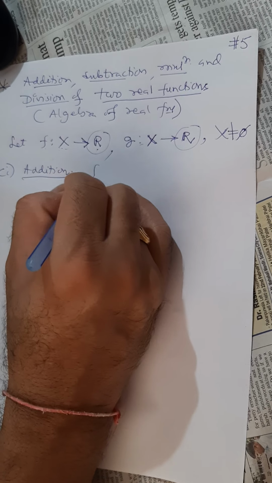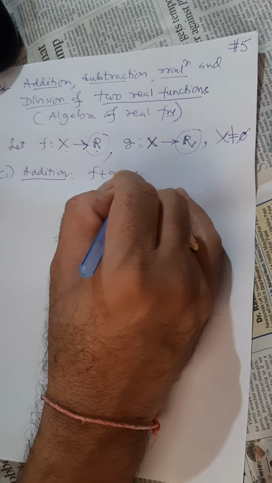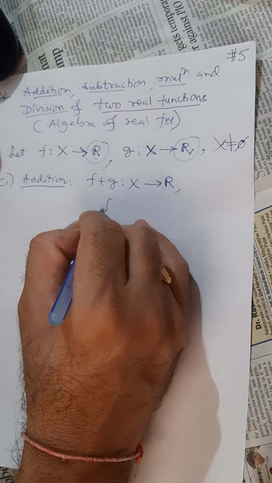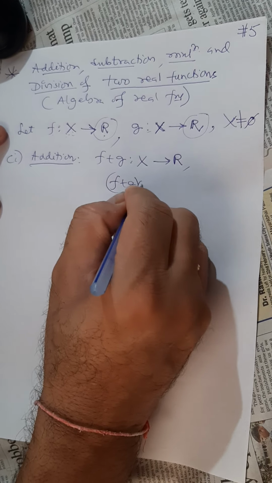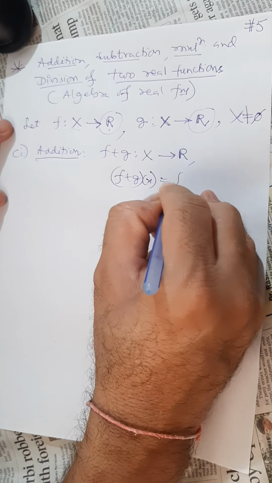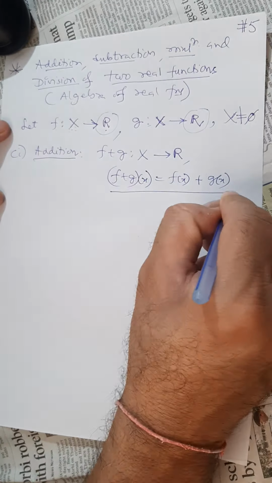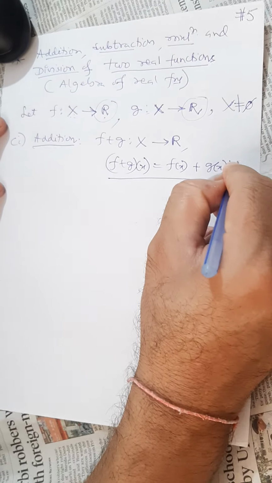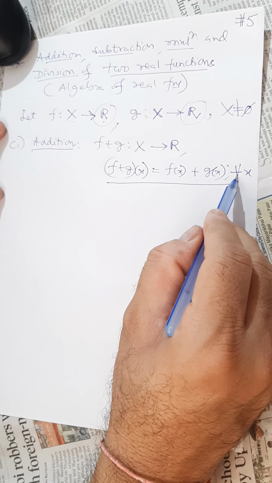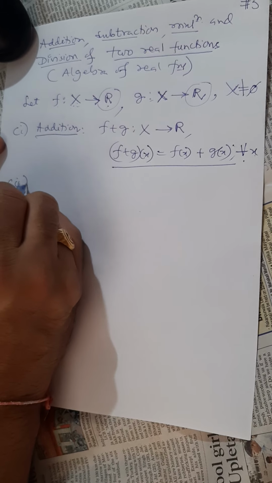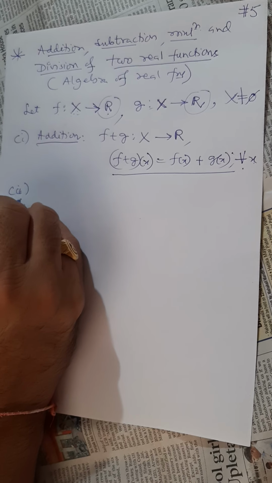So addition will be f plus g. It will be a function from same domain to the codomain of all real numbers. And f plus g at x will be, you find f(x), find g(x), and then you add them. This is addition. This is true for every x, remember. For every x.